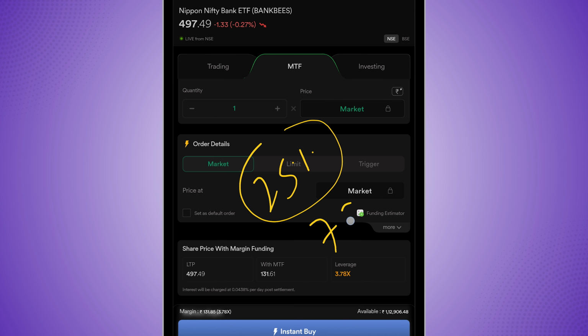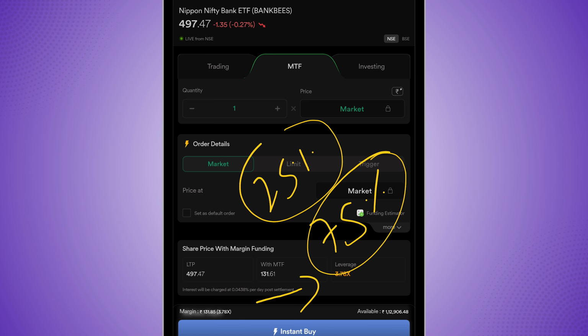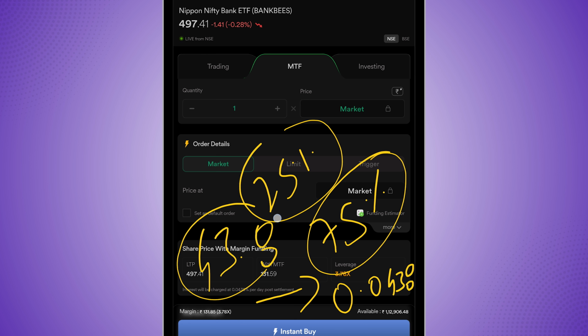But the 75% funding or the leverage you have gotten comes with an interest cost. It is 0.0438% or rupees 43.8 every day for every 1 lakh rupee that you take as leverage.